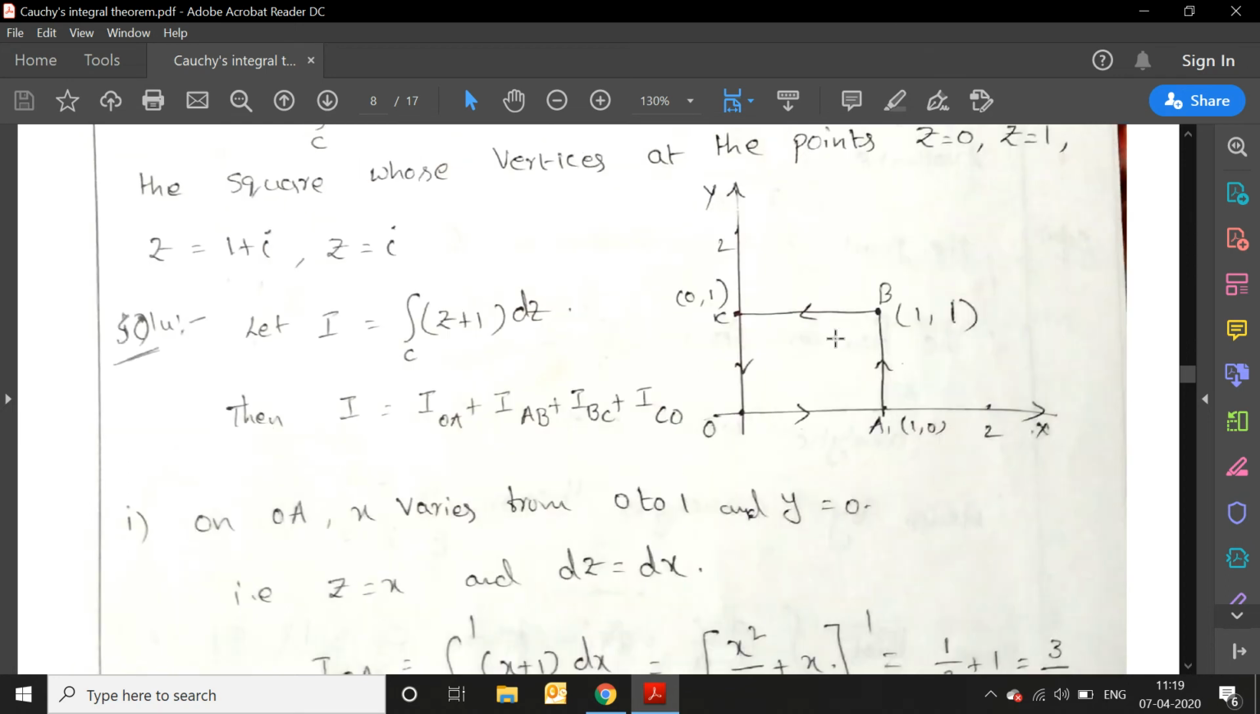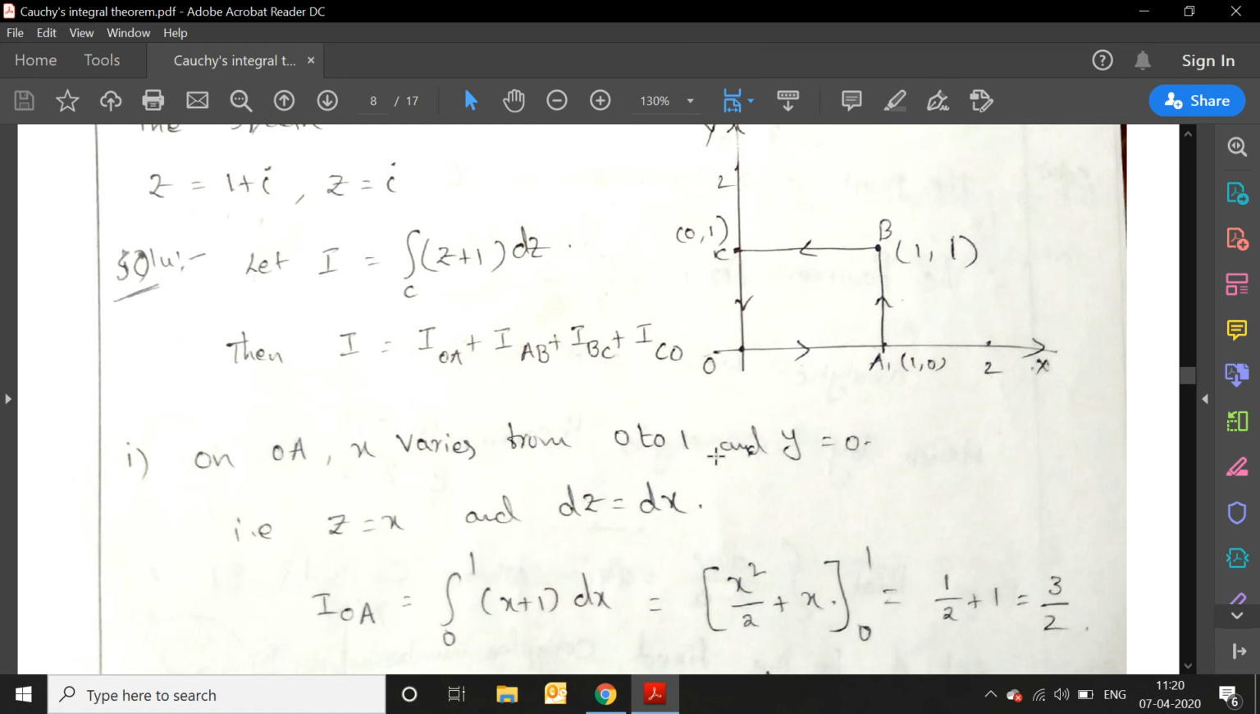So now here the first point is 0, 0. Next, along the first curve OA, the first point is 0, 0 and the next point is 1, 0. It is clear that x varies from 0 to 1 and y is equal to 0. Because the y coordinates are zero, we clearly know that on the x-axis y is equal to 0. So x varies from 0 to 1 and y is equal to 0. So what is the z value? z is equal to x plus iy.